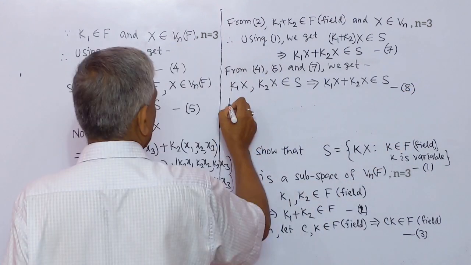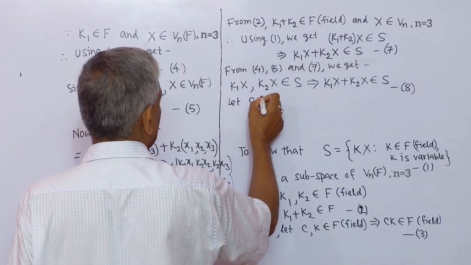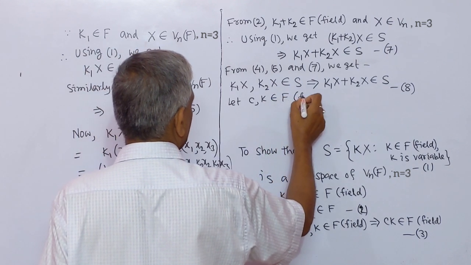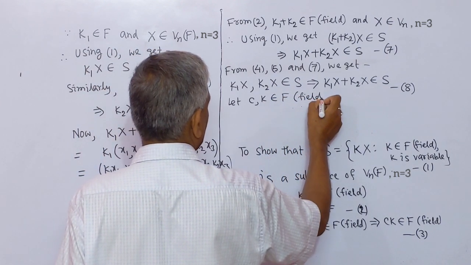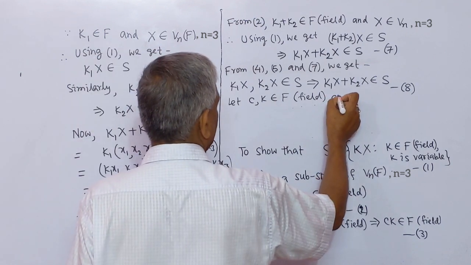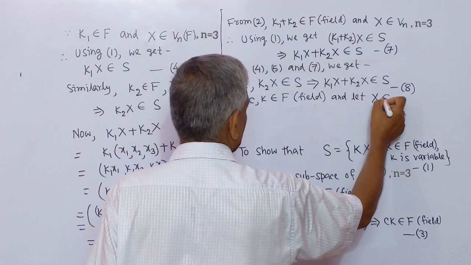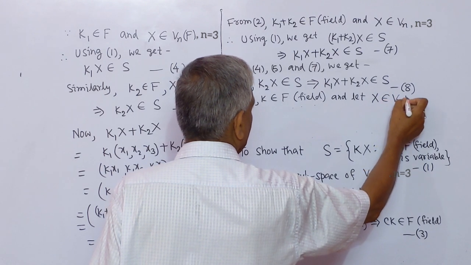Let CK belong to field F and let capital X belongs to VNF.